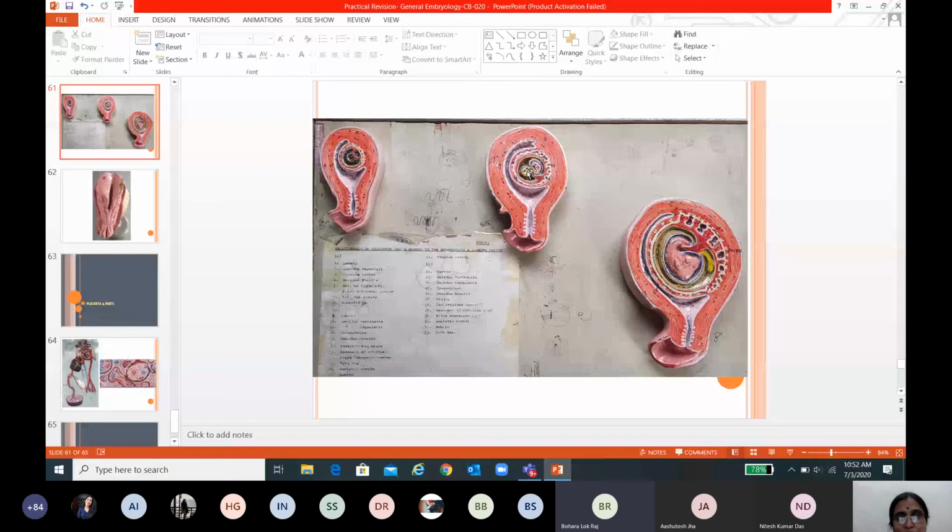What are the parts of the gut tube? Foregut, midgut, and hindgut. And what are the derivatives of the gut tube? Which system of our body is derived from the gut tube? Very easy answer. Digestive system. Yes, the gastrointestinal system and its associated glands. That means you can identify this model.